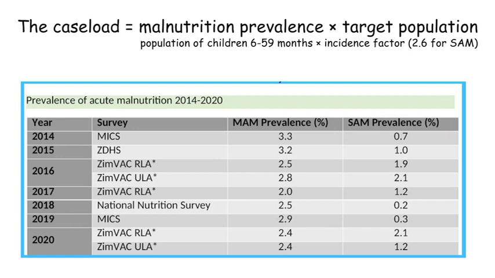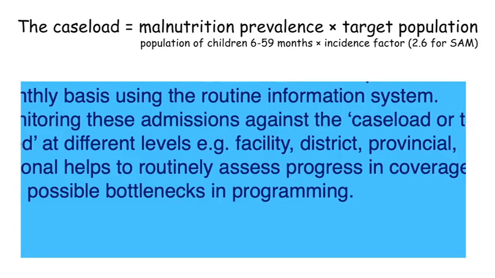For us to calculate the caseload, or the number of malnutrition cases that we are supposed to reach and identify in the country, it will be equal to 0.3% multiplied by the target population. If, for example, we're looking at children 6 to 59 months of age, we multiply 0.3% by the population of children 6 to 59 months multiplied by our incidence factor of 2.6, then we get our caseload.